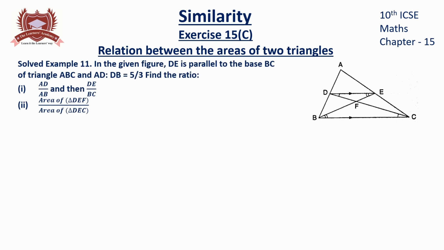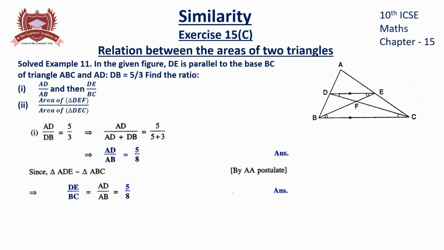Now, in the given figure, DE is parallel to the base BC. इधर DE है जो parallel है base BC को of triangle ABC. Now, AD upon DB is equal to 5 by 3. So we have to find the ratio of AD upon AB and DE upon BC, and we also have to find the ratio of the areas of the triangle. So let's quickly go ahead with this.